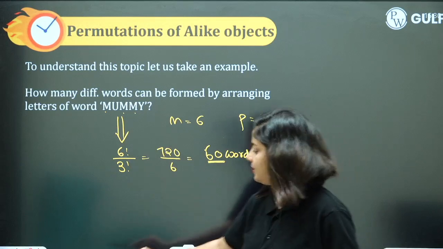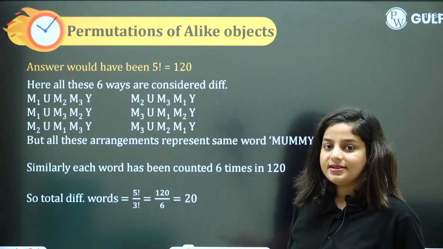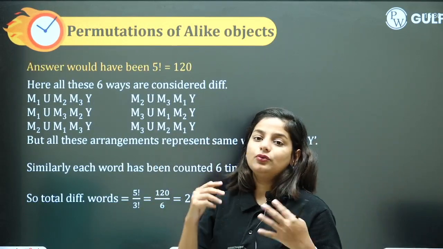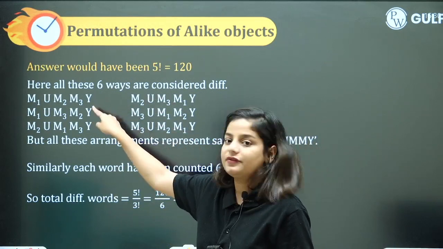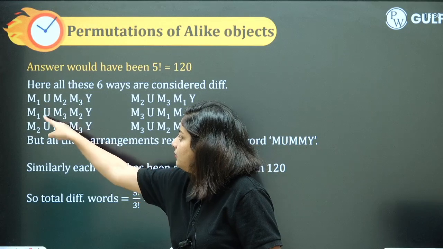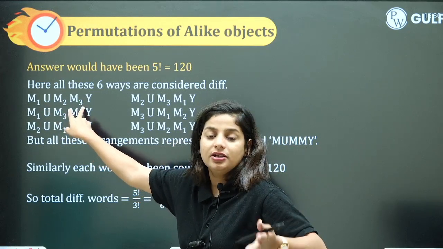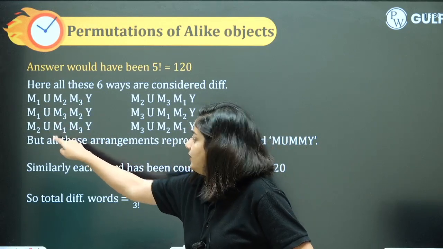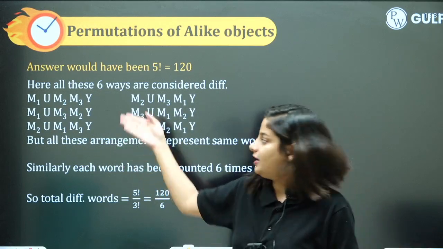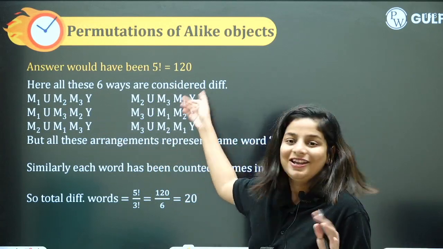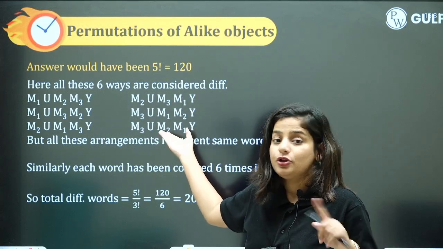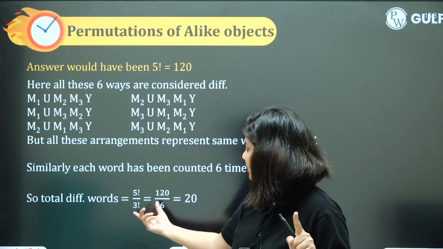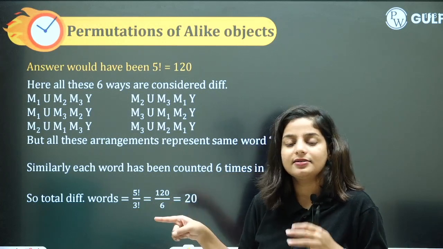So whatever is the same, divide. If you want to understand what is actually happening, if you do not divide, you are counting each of them as different. This mummy is different, then M1, M2 and M3 interchange, it's another mummy. Then M2, M1 interchange, another mummy. But actually they are not, they are all the same word. Even if you rearrange the M's, they are all the same word. They are not different, so we don't want to count them as different. So for 3 letters that are the same, we divide by 3 factorial.